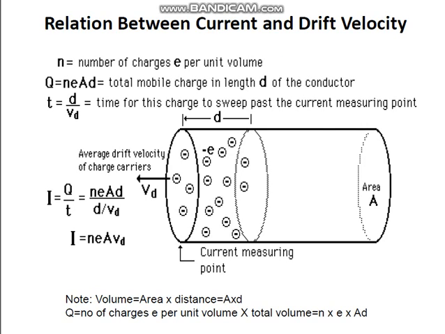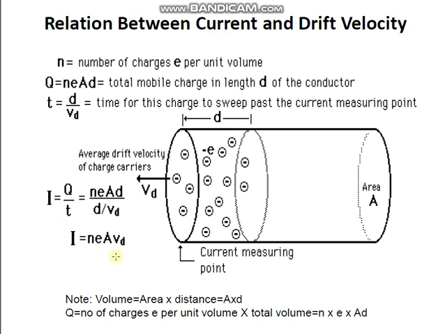Let's see the next topic, the relation between current and drift velocity. Let's take this conductor. The charge Q is equal to the number of electrons per unit volume multiplied by the charge on an electron into the volume. Then time is the time taken to cover the distance from this end to this end, that is t is equal to total distance divided by drift velocity. We know I is Q upon t, total charge over time, and time is d upon Vd. Now I is equal to neAVd.